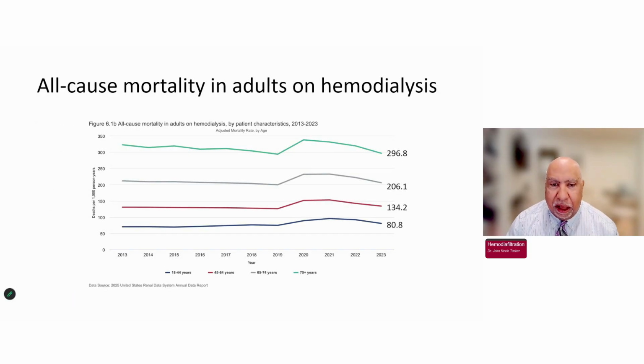So we know that mortality in adults on hemodialysis in the United States remains quite high. You can see that the adjusted all-cause mortality in adults per 1,000 person years is 296.8 for the oldest group of patients and 80.8 per 1,000 person years for the youngest group of patients. But regardless, the mortality for our patients on hemodialysis is quite high relative to a non-dialysis cohort of the same age.